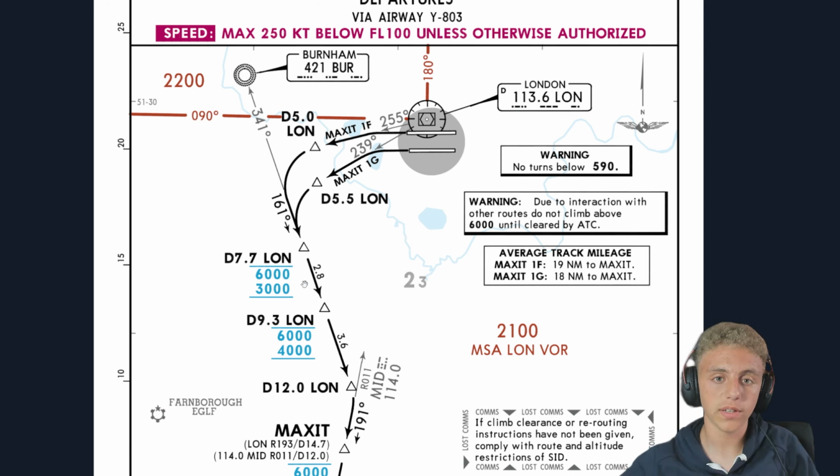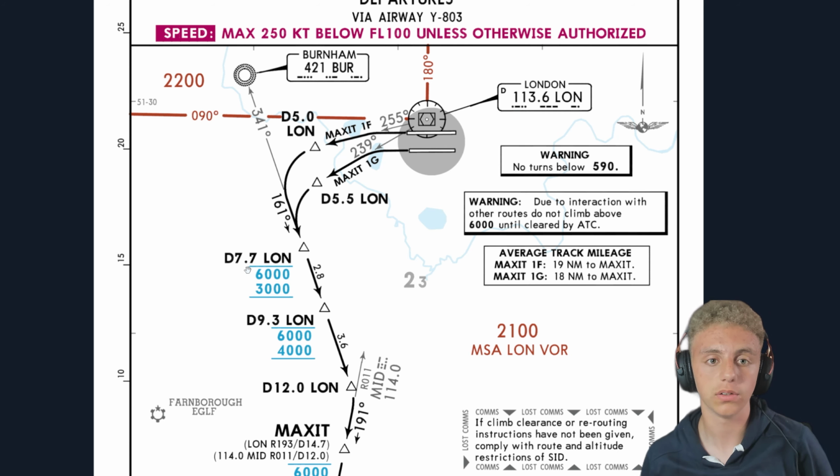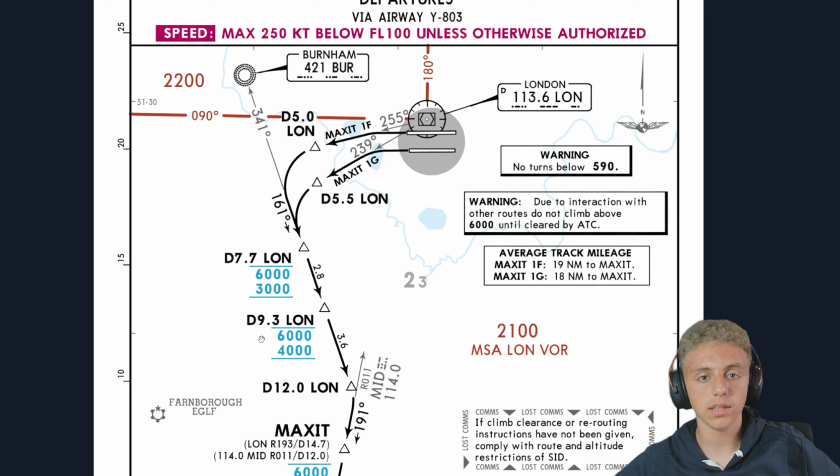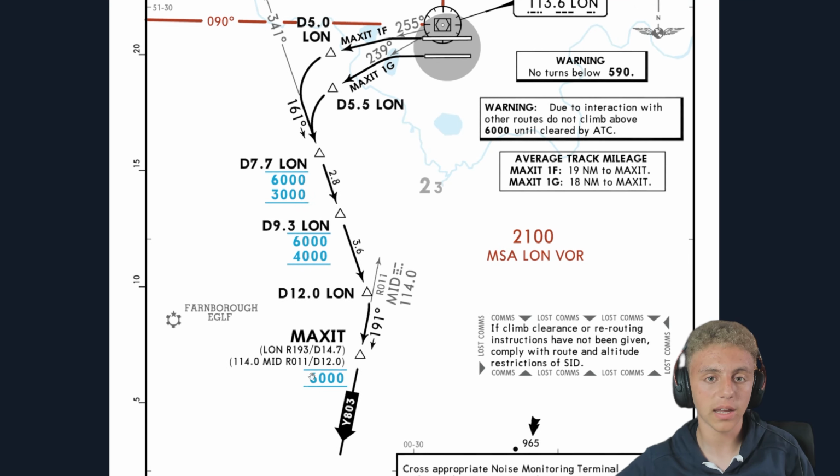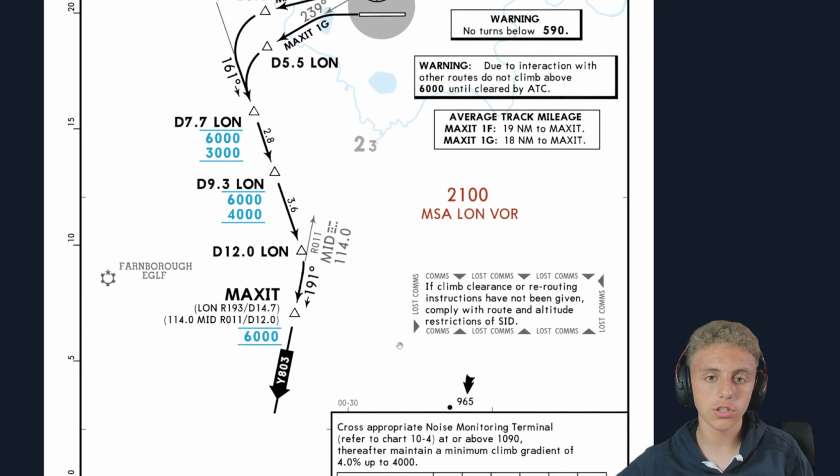Over here at D7.7, it's telling you to be between 3,000 feet and 6,000 feet, because 3,000 feet has the bottom line, showing that you have to be above 3,000 feet, and the 6,000 feet has the top line, showing you have to be below 6,000 feet. At D9.3 from London, at 9.3 nautical miles away from London, you are to be between 6,000 and 4,000 feet, and by MAXIT you have to be exactly 6,000 feet, because it is sort of sandwiched in there. If you lose your communications over here, as you can see, you have to comply with the route and altitude restrictions of this departure over here.